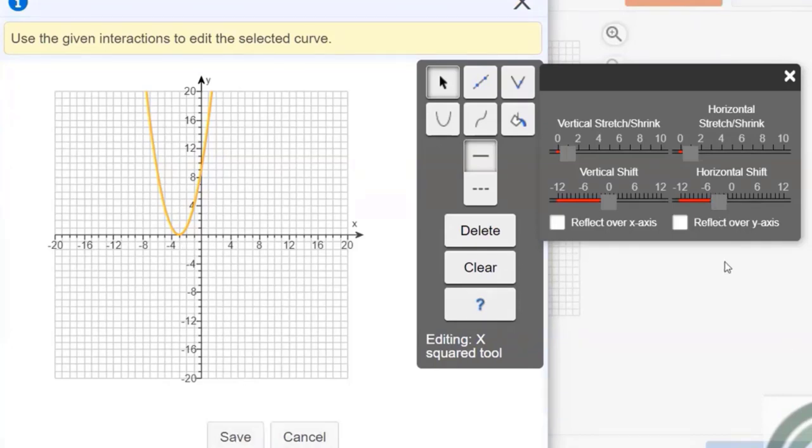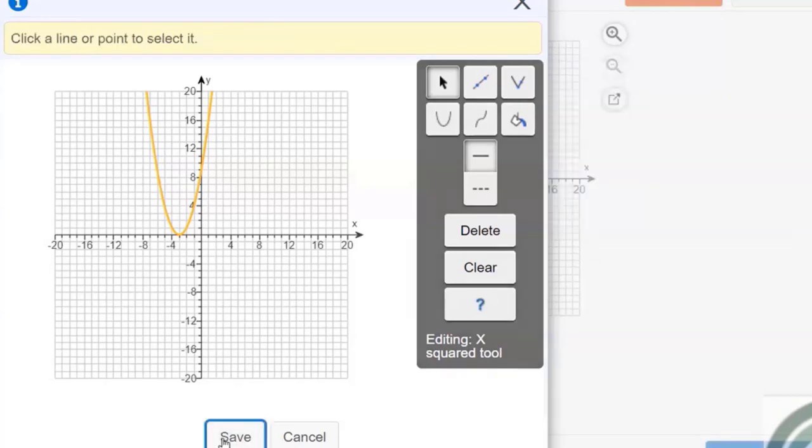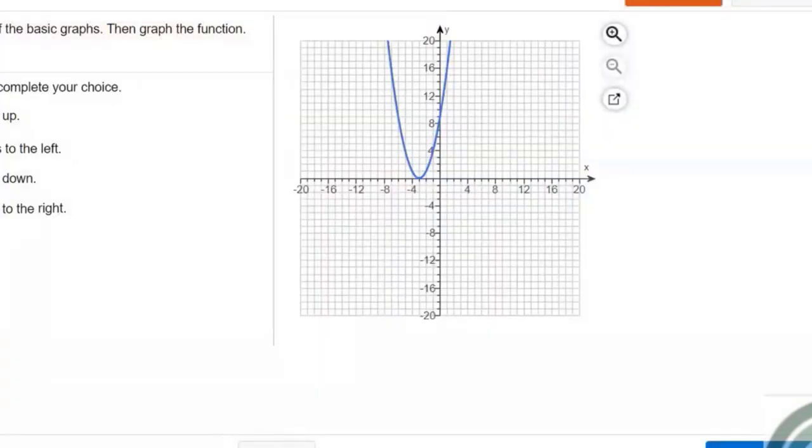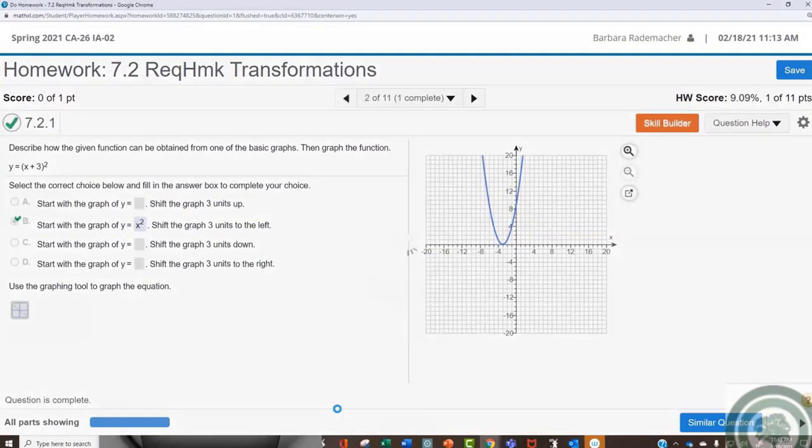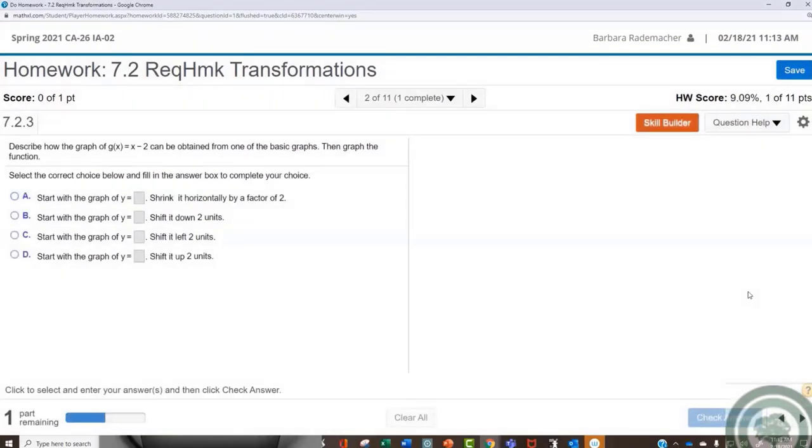That's all they're asking. I don't have any reflections and I don't have any vertical shifts. Well, this is stretch or shrink and we haven't learned about that yet. We will. Now I check. There you go. So this is even easier than I thought it was.